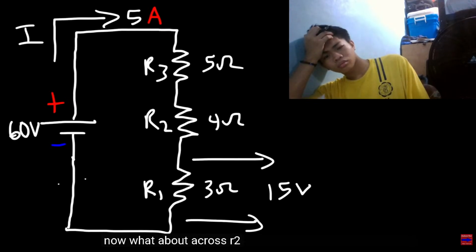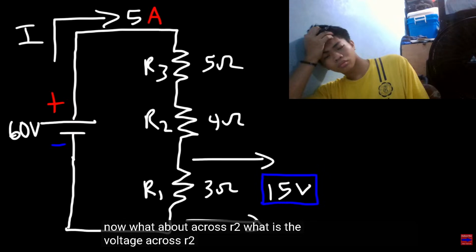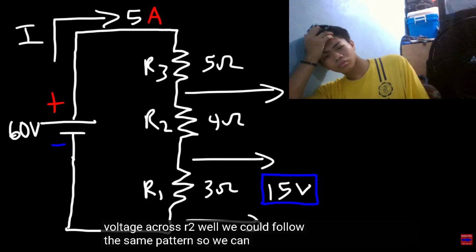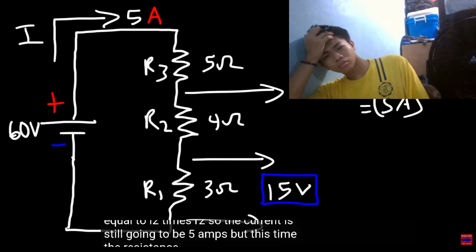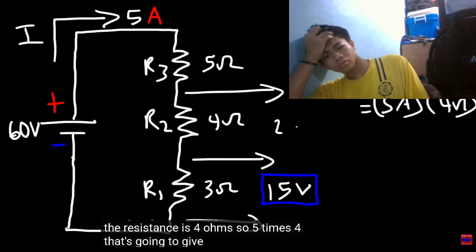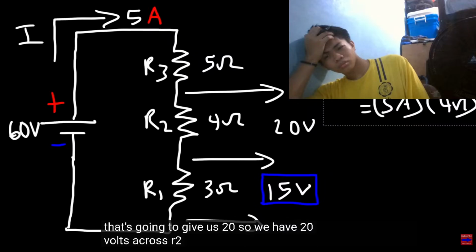Now what about across R2? What is the voltage across R2? Well, we could follow the same pattern. So we say V2 is equal to I2 times R2. So the current is still going to be 5 amps, but this time the resistance is 4 ohms. So 5 times 4, that's going to give us 20. So we have 20 volts across R2.